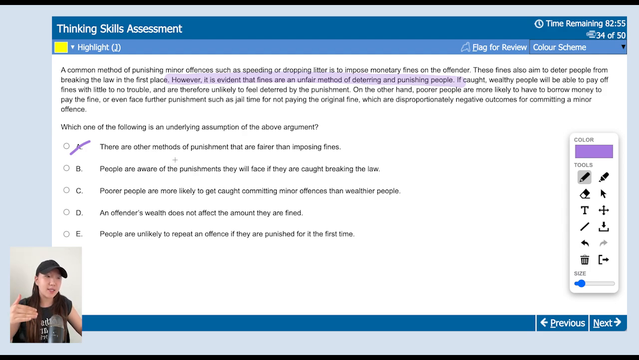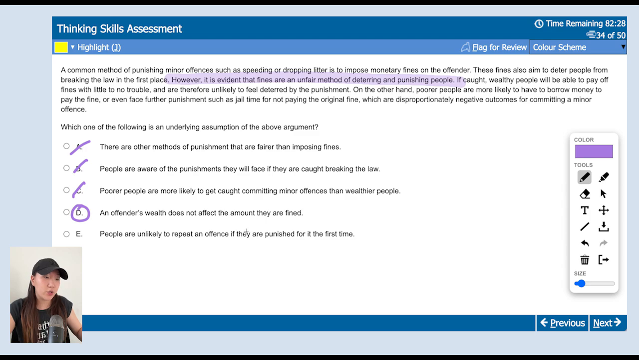We need a sentence that says why this is not unfair, or what needs to be true for it to be unfair. People are aware of the punishments they will face if they are caught breaking the law is clearly not it. Poorer people are more likely to get caught is also not it. We're not talking about the prevalence of who's being caught, who's being fined. We're talking purely about the punishment itself. Is that punishment fair? An offender's wealth does not affect the amount they are fined. So this would be the answer.